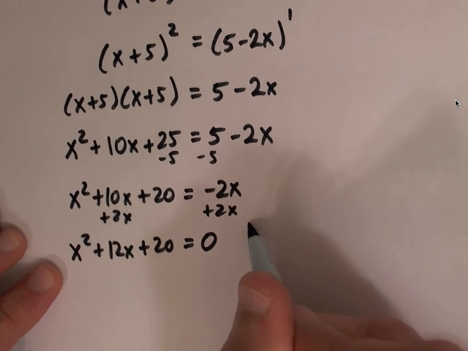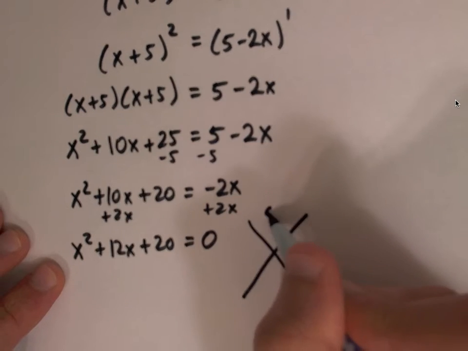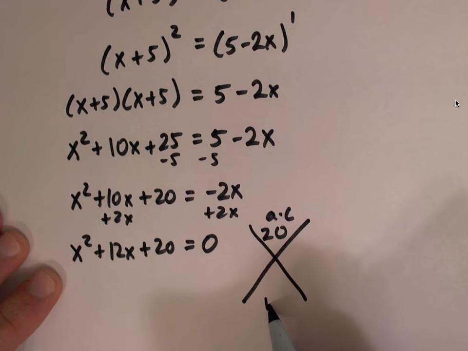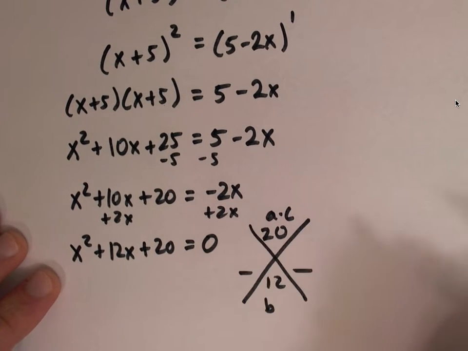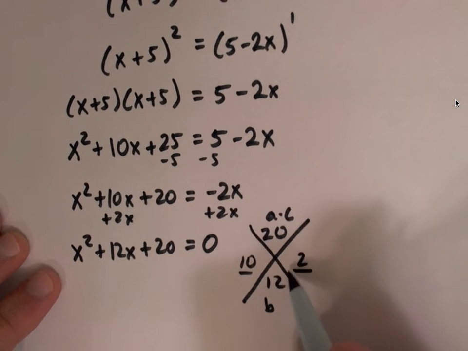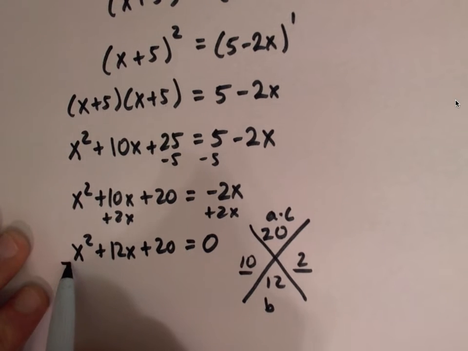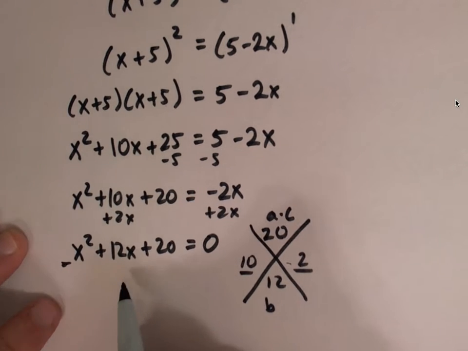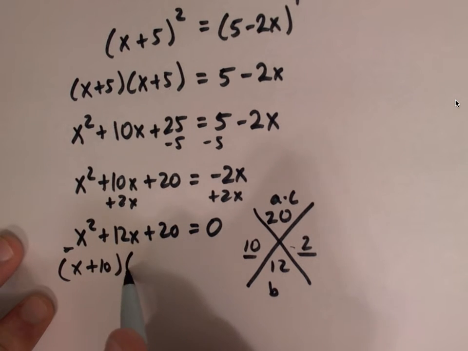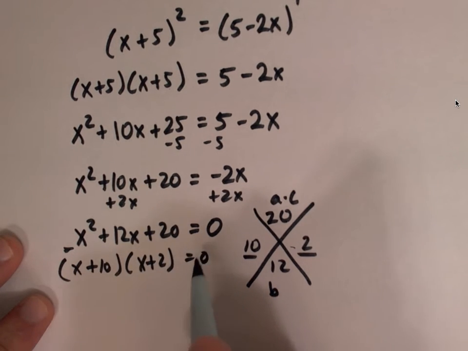All right, that might factor. So again, let's go ahead and draw this. A times c, so 1 times 20 is 20. B is 12. The two numbers that multiply to 20 and add up to 12, you can pause it and check if you want, but that's going to be 10 and 2. Now, because a is 1, we can just be done with this. We don't have to rewrite it, split it, do all that stuff. We just get x plus 10, x plus 2 equals 0.